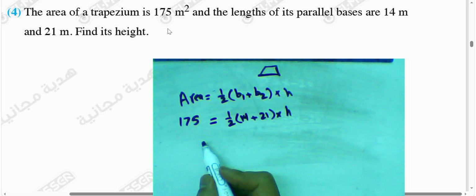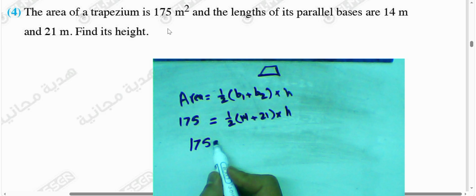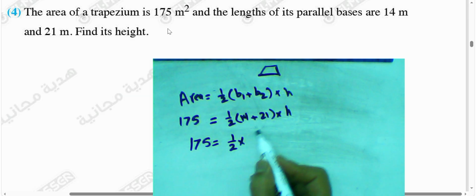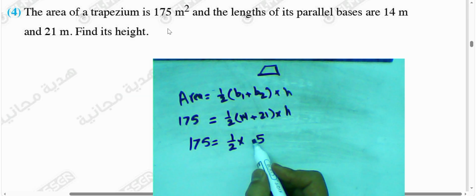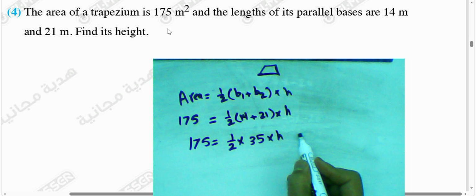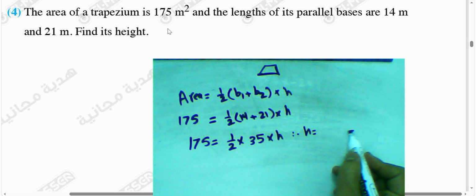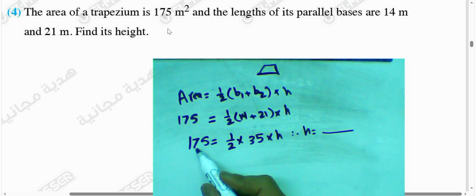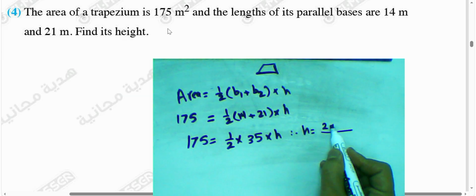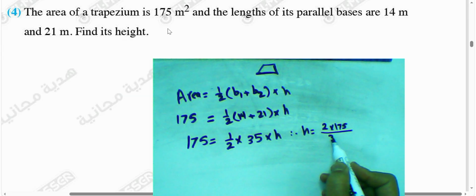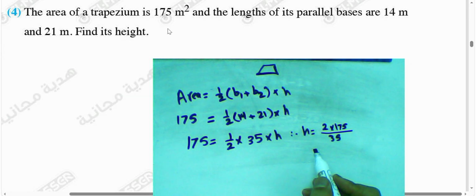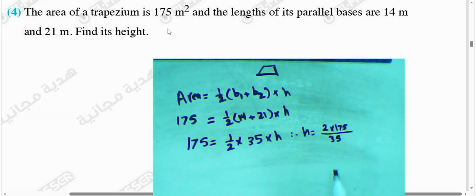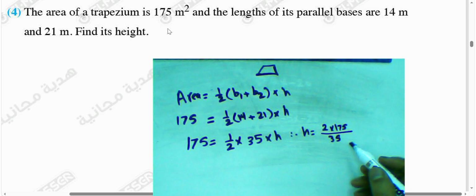unknown height. Okay, then 175 equals half times 14 plus 21, which is 35. Then the height will be equal to 2 times 175 divided by 35, that is, 2 times 175 over 35. You can find the answer by using a calculator, or simplify by dividing up and down.